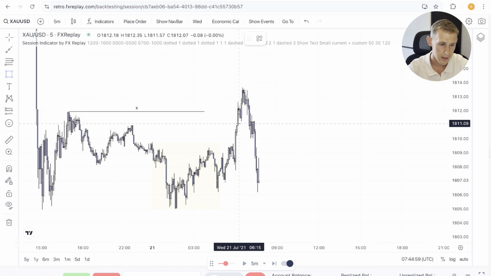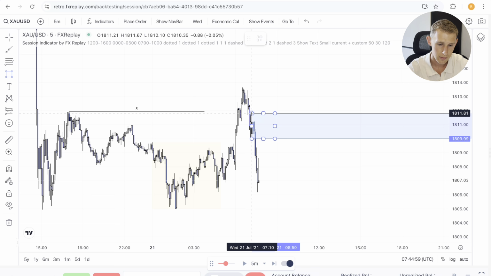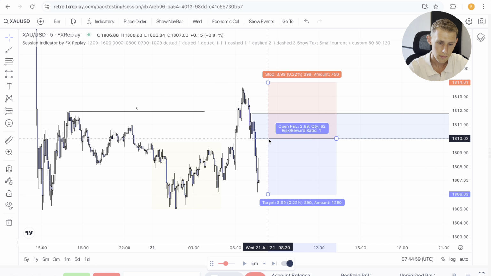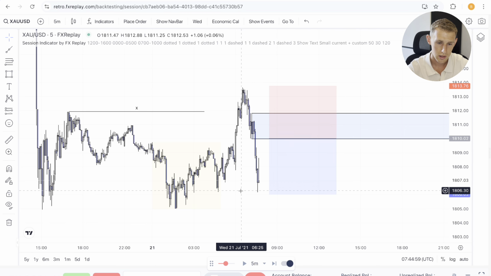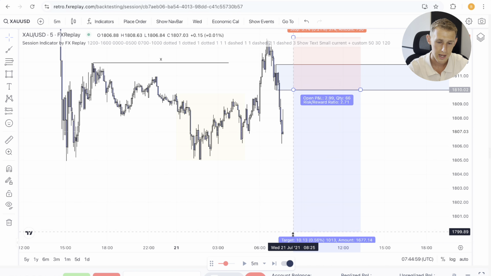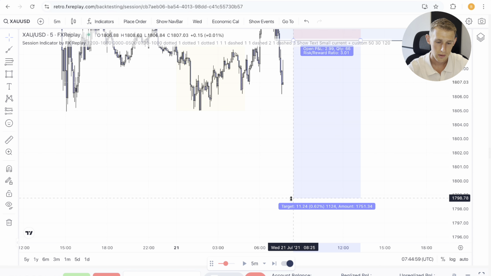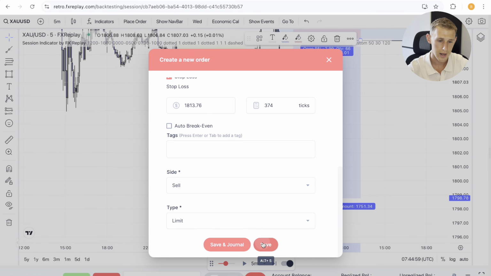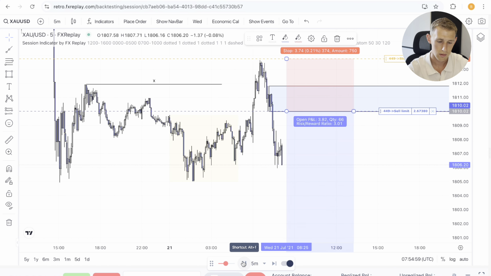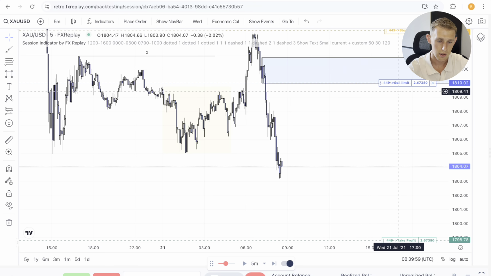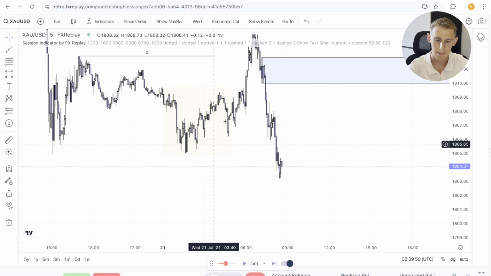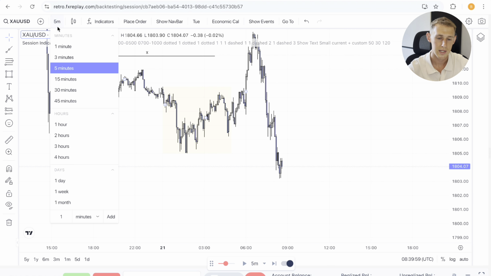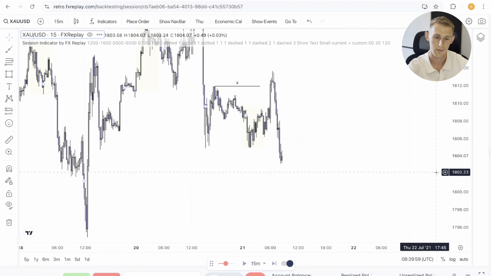Cool, so we've had a sweep of that high, change of character, imbalanced area of supply. This is a valid entry. Let's just go for this. Stops above the high. If price breaks that high, I don't want to be in this trade. And we'll go for a 1 to 3 again. There we go. Okay, cool. No pullback. This becomes invalid, by the way, once it breaks that low, because then you need another confirmation on it.